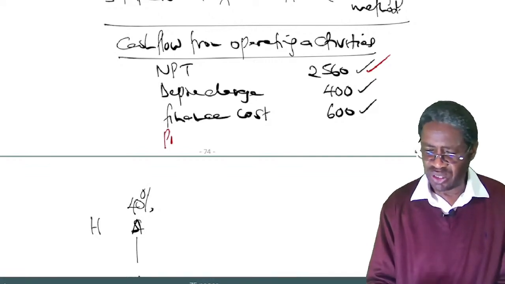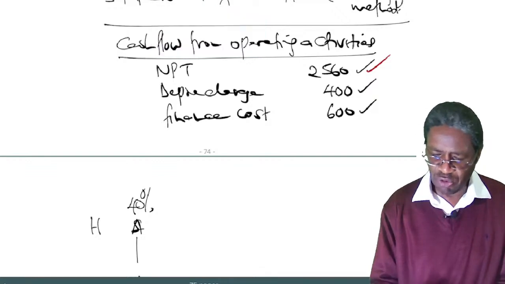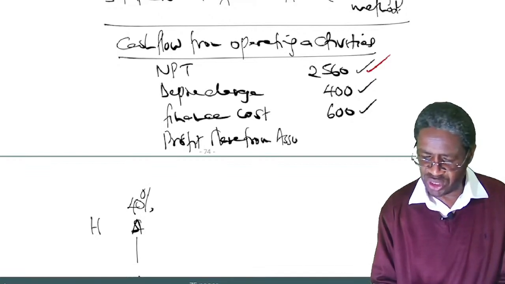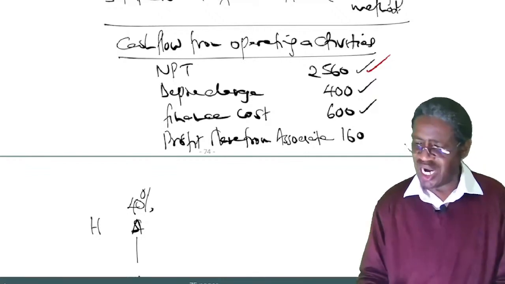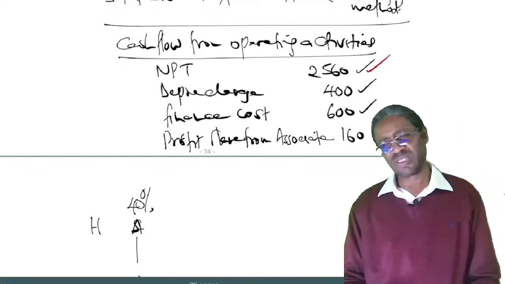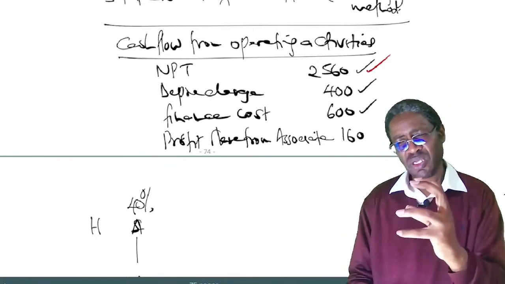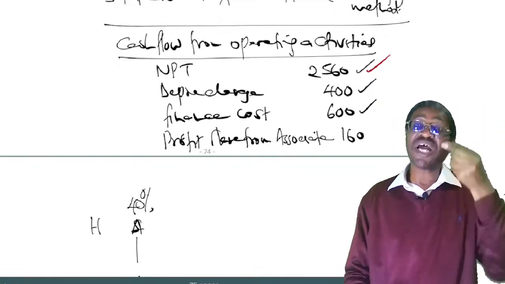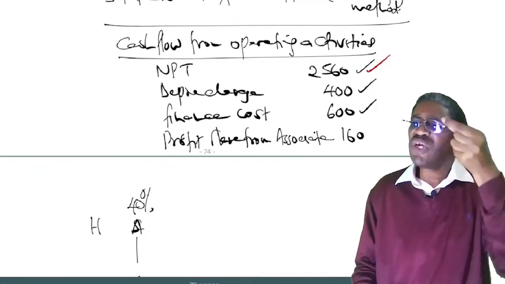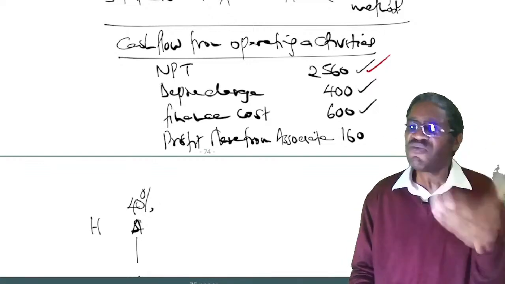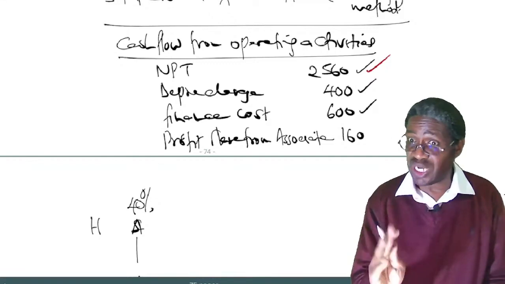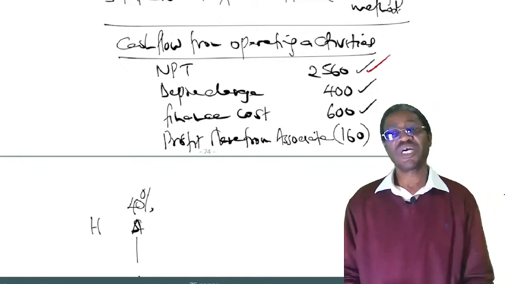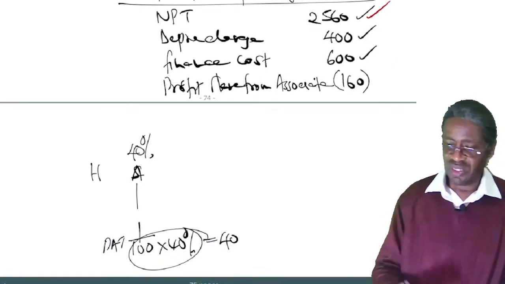So come and see here. Profit share from associate, that 160. Do we add or do we subtract? Of course, you know it was added in the income statement. That means it was added to arrive at the 2560. But did we receive that 160? No. So what effect did it have on my profit? As far as cash flow is concerned, it made our profit more than it should be, and therefore you minus. Good. So we have removed that.